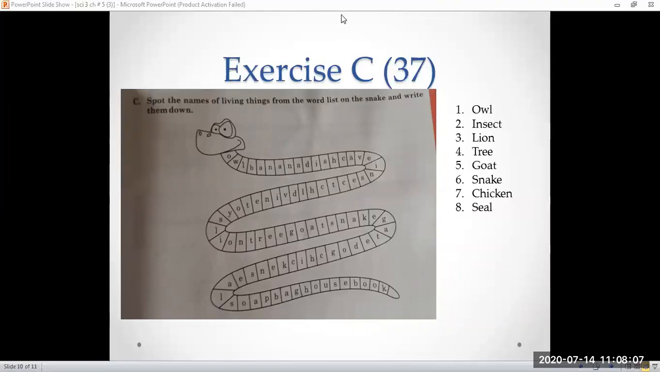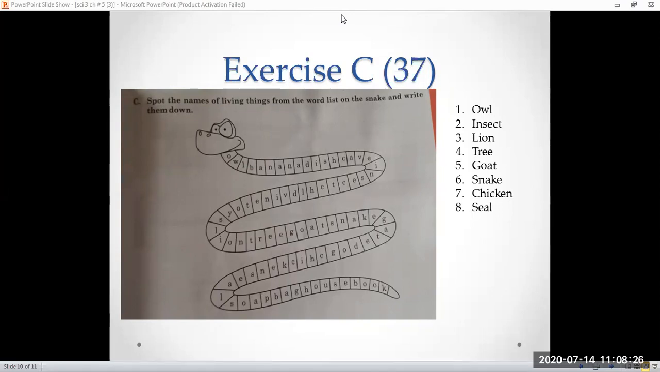Teacher, can I color it or circle it? Circle it for now, Azan. We are not having enough time. Then afterwards you can. Okay, teacher. First one is owl.